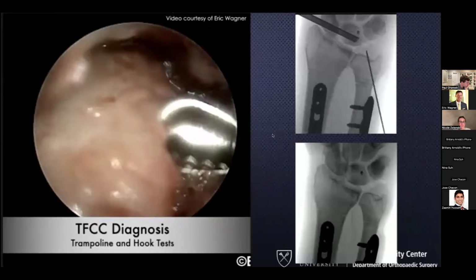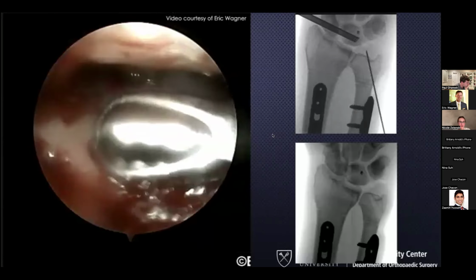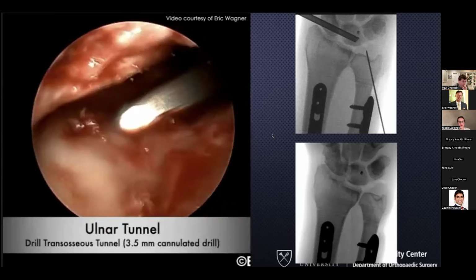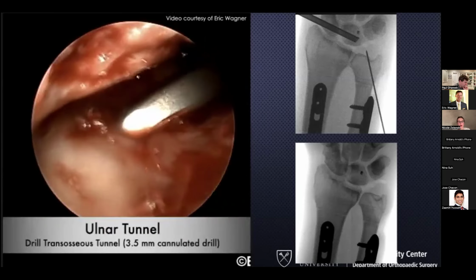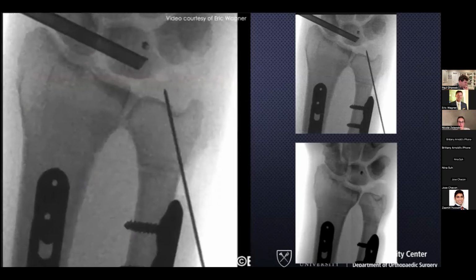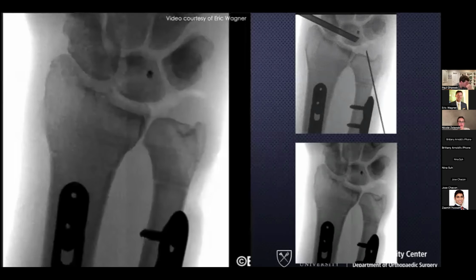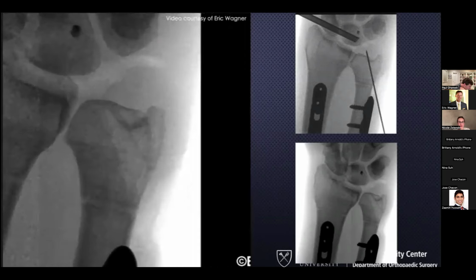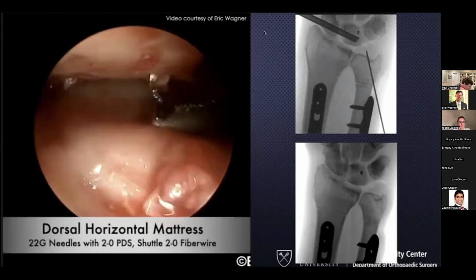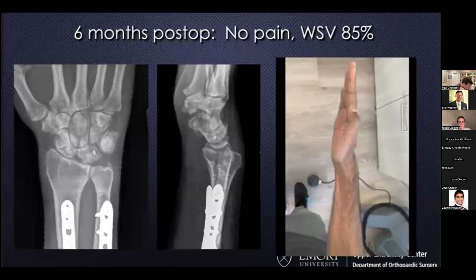This is an awesome video from Dr. Wagner again, from this patient. I know this is not a distal radius fracture, but it's some instability that was found later and fixed arthroscopically using this technique. I'm not going to go through the whole video at this time, but we can come back to it if you guys want to see it.